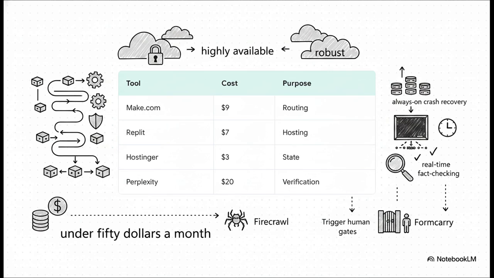Replit hosts your workers with always-on crash recovery for $7. Hostinger offers a $3 VPS to run your Redis Blackboard. Firecrawl handles your scraping for free. Perplexity Pro gives you real-time fact-checking for $20. And FormCarry triggers your human gates for free. It's highly available, it's cheap, and it's incredibly robust.